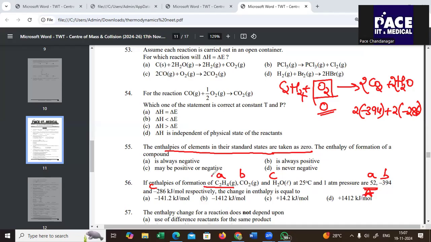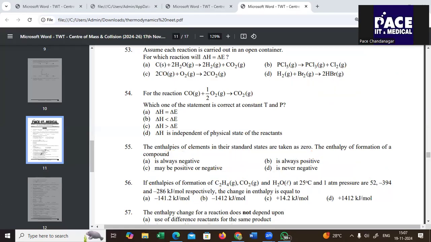Please make sure: formation of C2H4 is 52, but we are not seeing the formation of C2H4. We are seeing the breaking down of C2H4, so it has to be minus 52. When you do all this, minus 52 minus 2 times this minus 2 times this, you are going to get minus 1412. So please pause it, do the calculations, and then let me know your doubts if you have any on this. All right, next, moving on with the next question.